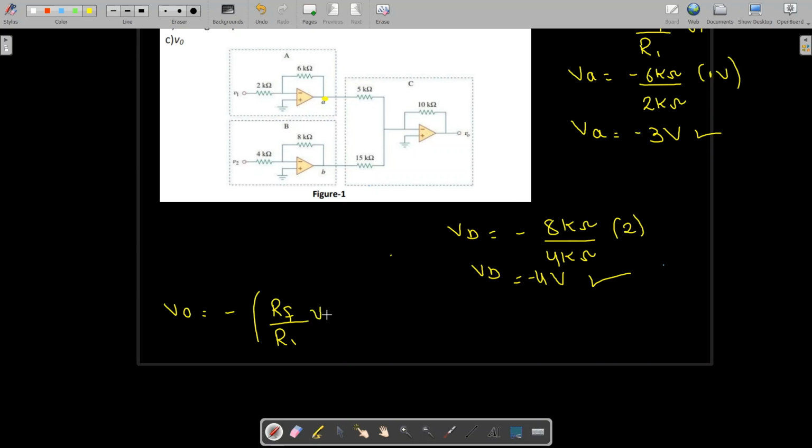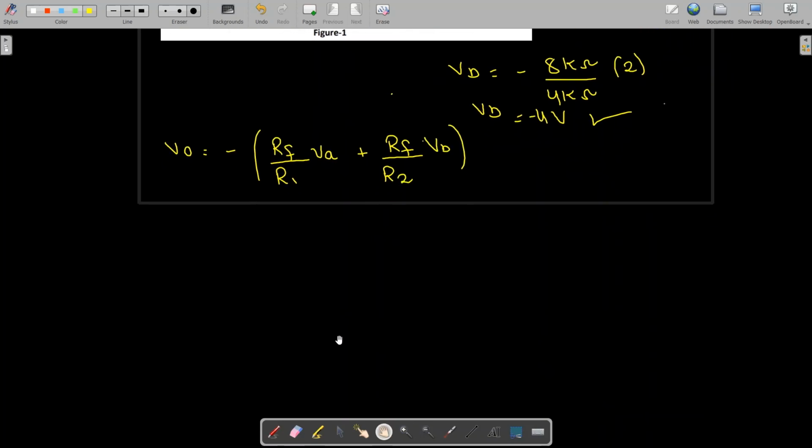So this is VA, and then we have again RF divided by the R2. Now R2 will be the other resistor. Then it will be multiplied by the VB, because VB is now applied as a voltage over here. So we are going to simplify this.